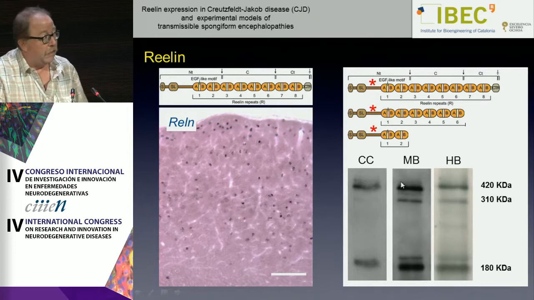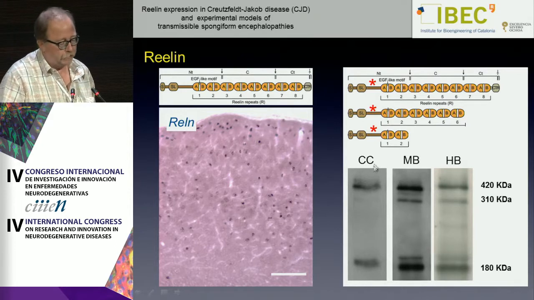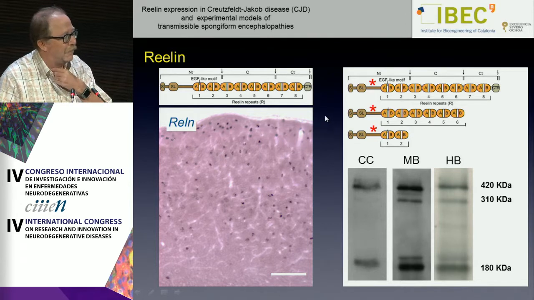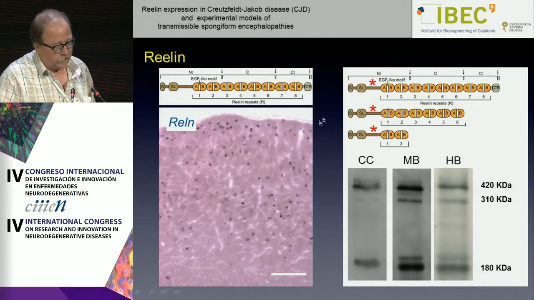So the second main actor here is reelin. Reelin is a huge protein, 420 kilodaltons. It's an extracellular one, which is expressed in the adult by GABAergic neurons in the neocortex, and can be proteolyzed by several enzymes to give several fragments.